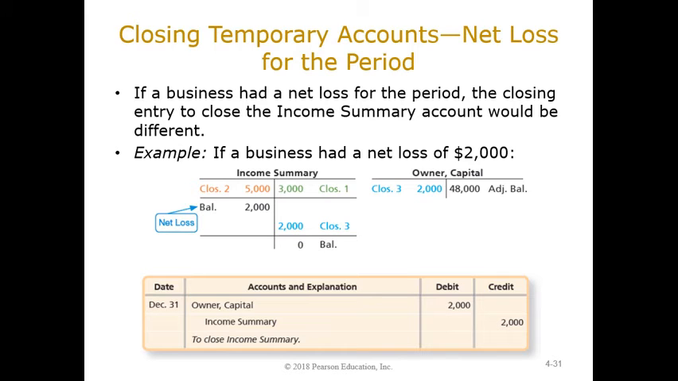Up until this point, all of the accounts that we have been dealing with have indicated a net income. However, if we have a net loss, what we will notice is that we will have a debit balance in our income summary account. And in that case, our journal entry would look as follows. It would be a debit to owner capital to reduce the amount of capital that the owner has, and it would be a credit to income summary to zero out that account. So once again, this journal entry is indicated if a net loss is happening for the indicated period.